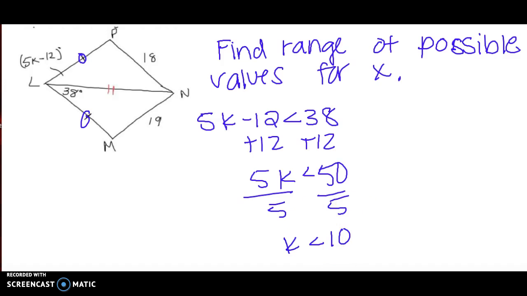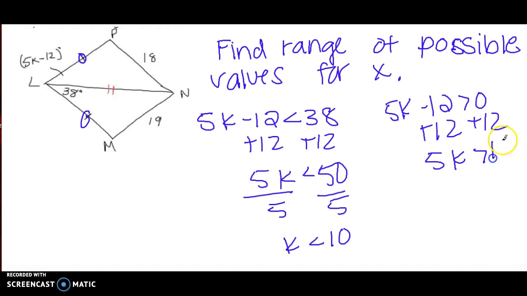And when we decided to do this, we talked in class that this angle, at the very least, you know has to be bigger than 0. So the second inequality we're going to have is 5k minus 12 is greater than 0, and I'm going to add 12 to both sides. And I get 5k is greater than 12, divide by 5, and you get k is greater than whatever 12 divided by 5 is. I'm just going to leave it as 12 divided by 5.